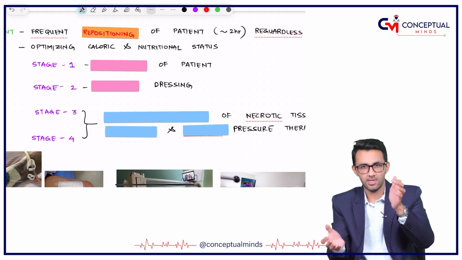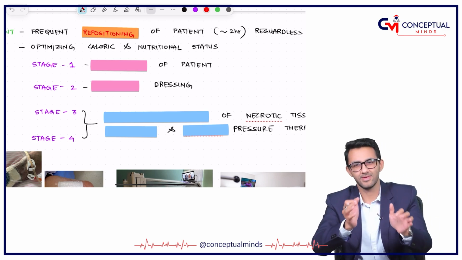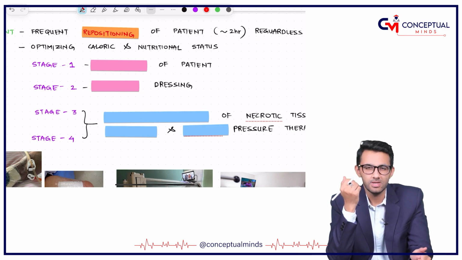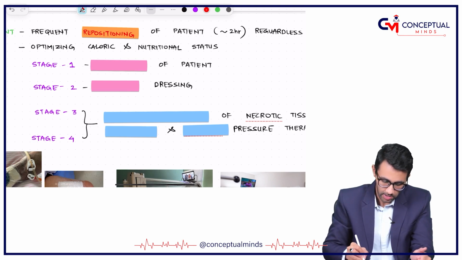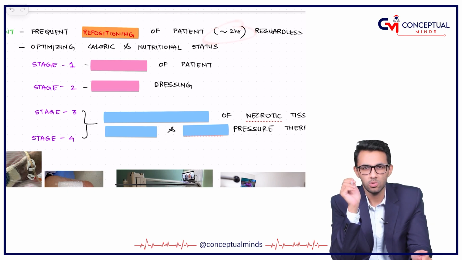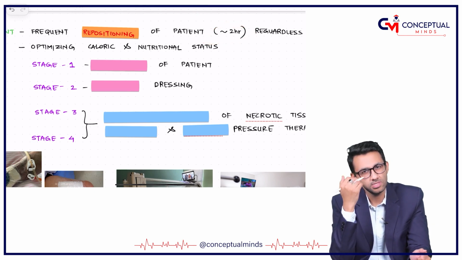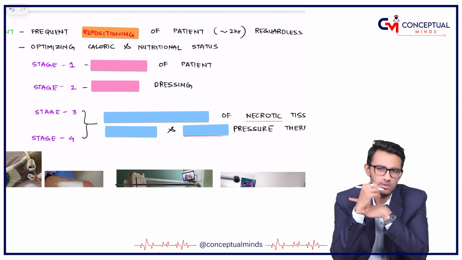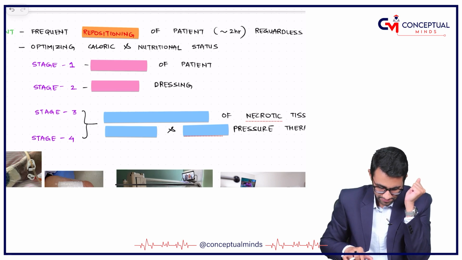Right, from here to there to here to there, right? We will just reposition the patient every time. How long after, how much duration should we do it? That is 2 hours. Yes, so we should do it every 2 hours. Regardless of the staging, 1, 2, 3, 4, we have to do it. Okay, that is one thing.